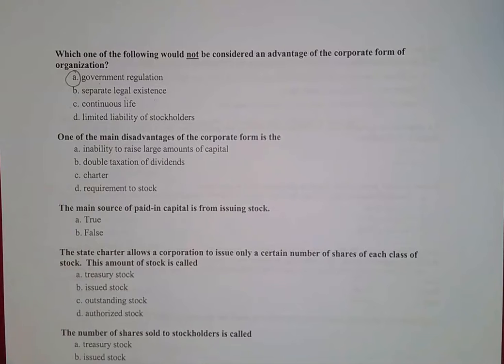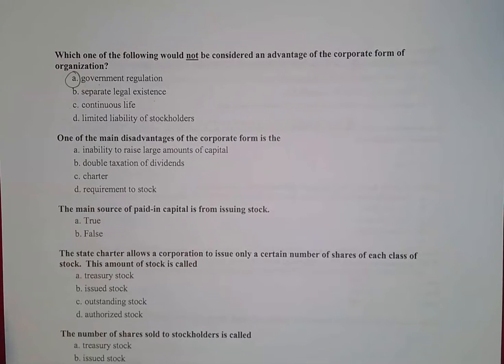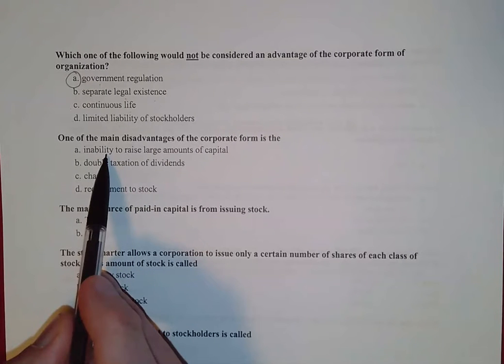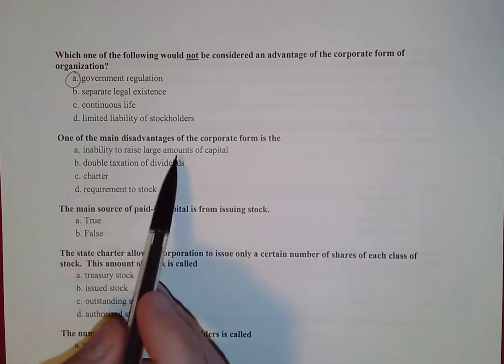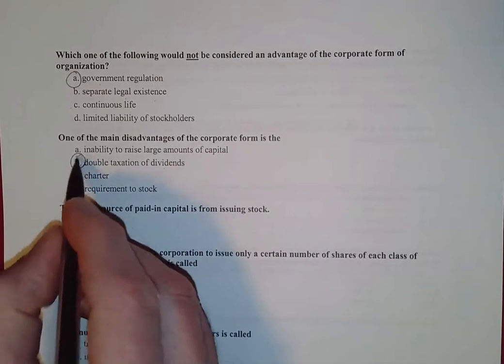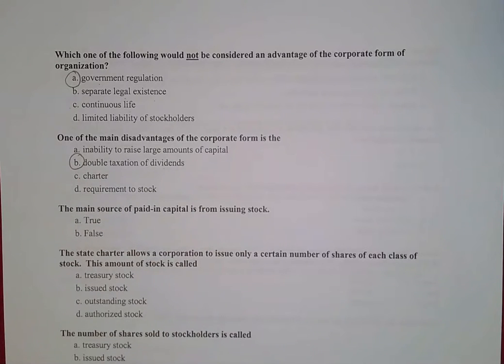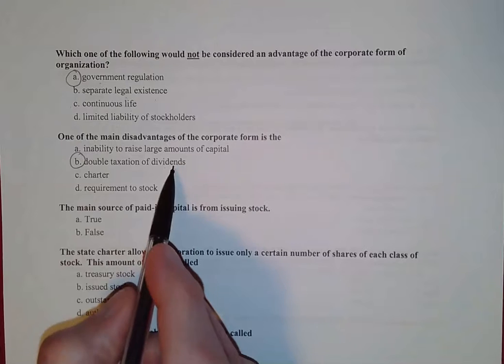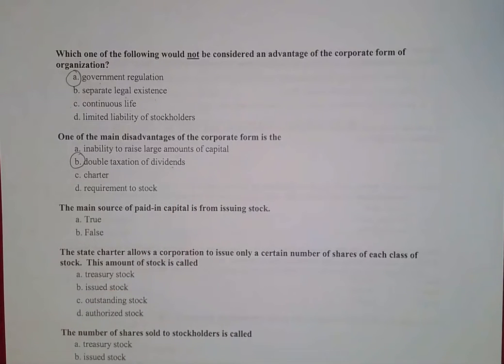All right, second question says, one of the main disadvantages of the corporate form is the inability to raise large amounts of capital. Well, this is kind of the opposite. Corporations are allowed to raise large amounts of capital, really in a couple of ways, but to keep the focus on the content for this chapter, they can simply issue stock. All right, so that's not correct. Double taxation of dividends. This is going to end up being our answer because if a corporation has net income, they're going to pay tax on that. Then they're going to distribute some of that, generally speaking. If they do distribute dividends, the receiver of those dividends is going to pay tax on them as well. The individual investor is going to pay tax on the dividends received, and then the corporation is going to pay tax on the dividends that they paid out. So that's not a good thing.